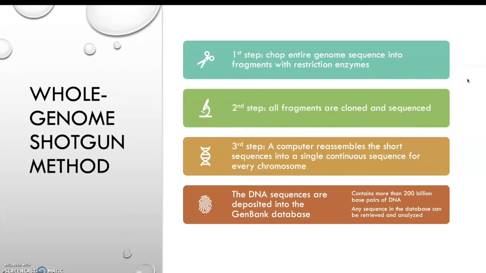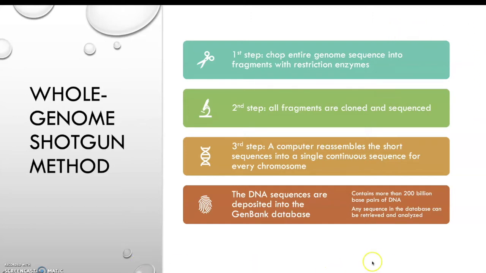Alright, so the whole purpose of that is it gives us up to the whole genome shotgun method. This is the process that's used in order to create the DNA sequences mentioned in the video. The first step is that they're going to chop the entire genome sequence into fragments with restriction enzymes. They then take those fragments and they're cloned and sequenced.